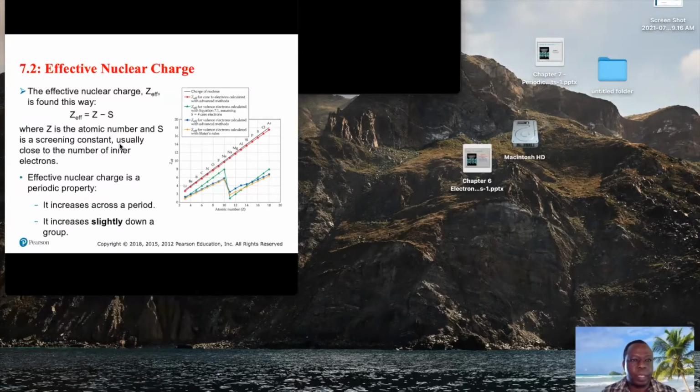Effective nuclear charge, Z effective here, this is the net positive charge. How do we calculate it? And this is for all the valence electrons. When you look at the Z effective, it is the overall net positive charge. This term right here is defined as the net positive charge experienced by a valence electron. And there is a way to calculate it.